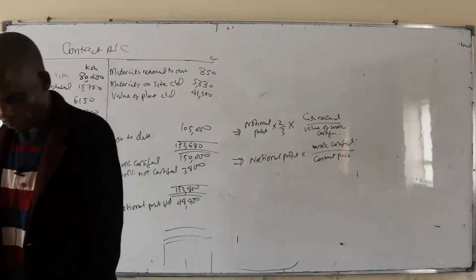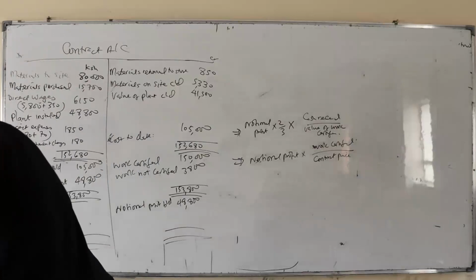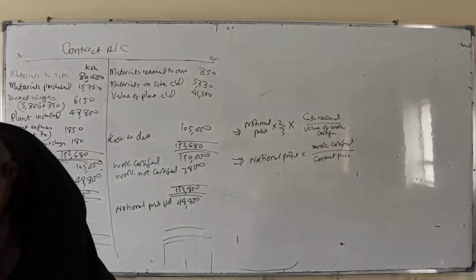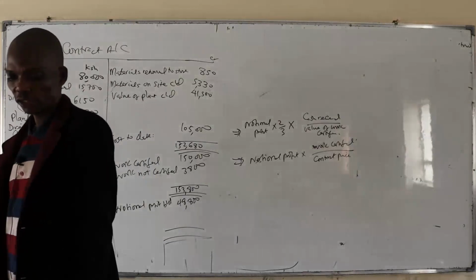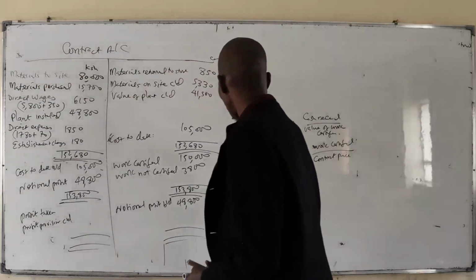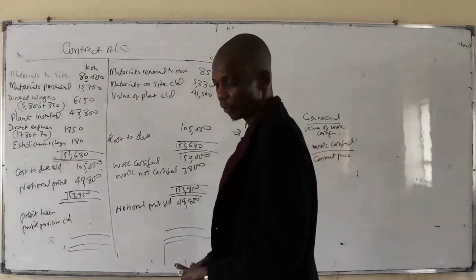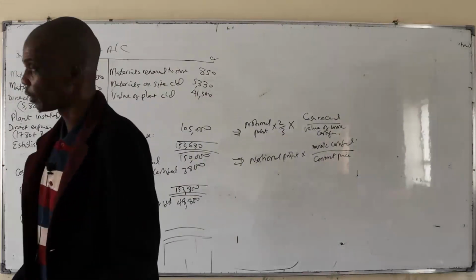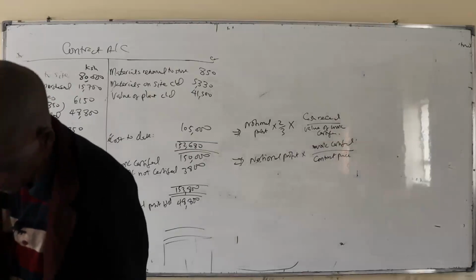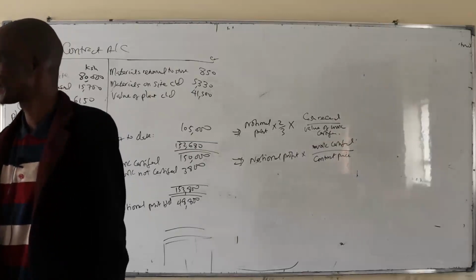Now, if we apply this formula here, we shall find that the profit to be taken is 27,328. We are assuming this contract is at maturity, and you can confirm that by the value of work certified over the contract price. If you look at that percentage, it means that it is not really nearing completion, but it is at maturity.